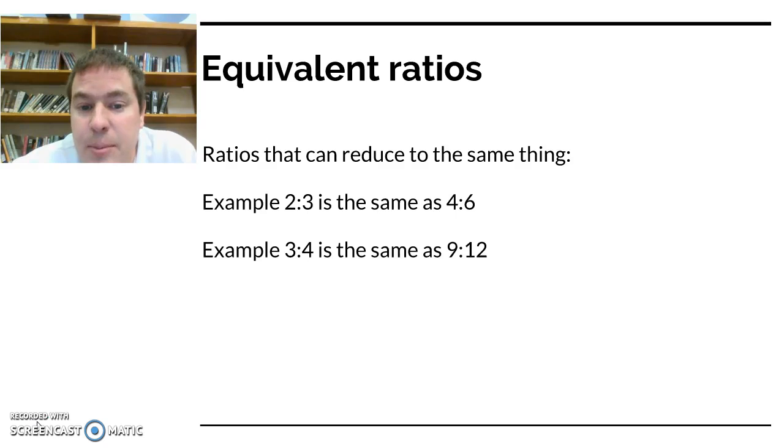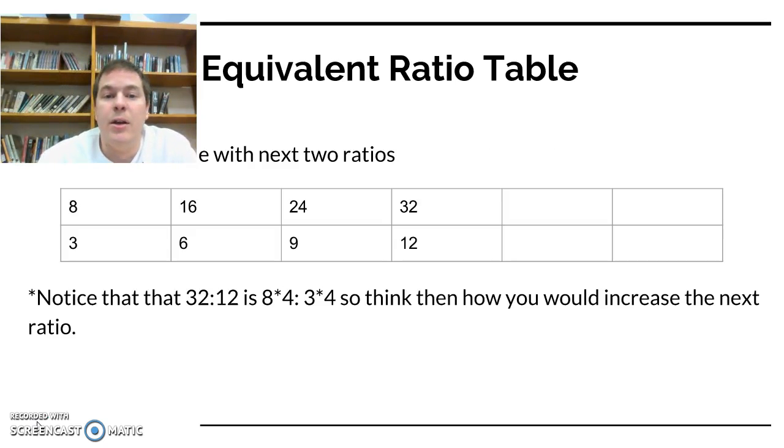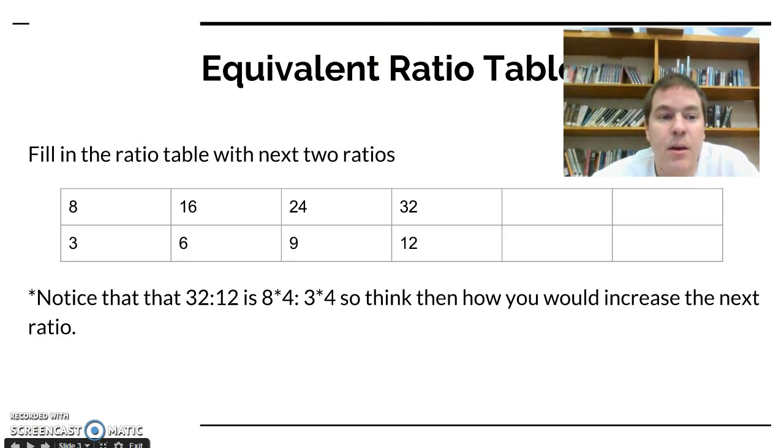For example, 2 to 3 is the same as 4 to 6, because 4 to 6 can reduce back down to 2 to 3. 3 to 4 is the same as 9 to 12. So it can reduce. Think of them as fractions. Think of the first number as the numerator and the second number as the denominator, and then reduce from there.